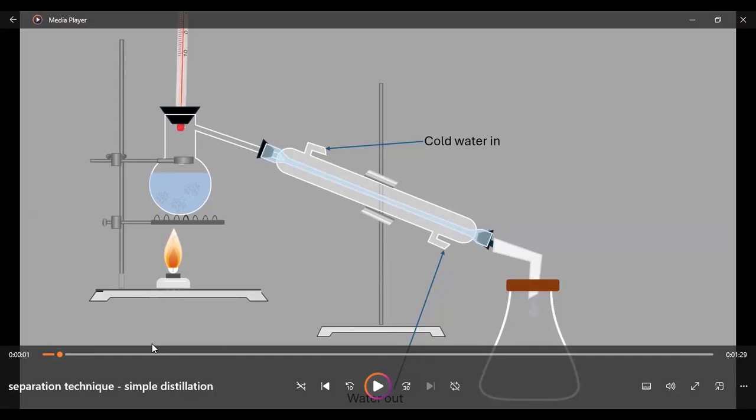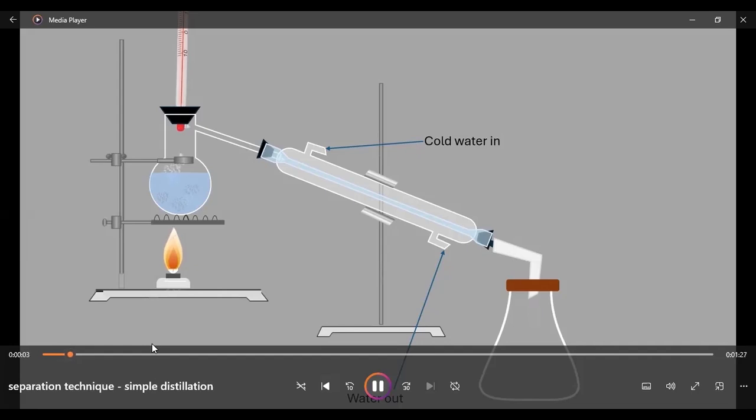So the moment we heat it up, because the boiling point of ethanol is lower than the boiling point of water, the ethanol will boil first. As it boils and turns into vapor, the vapor will go through this condenser. As it enters the condenser, cool water is coming in and turns it back into liquid, which is collected as a distillate in this conical flask.